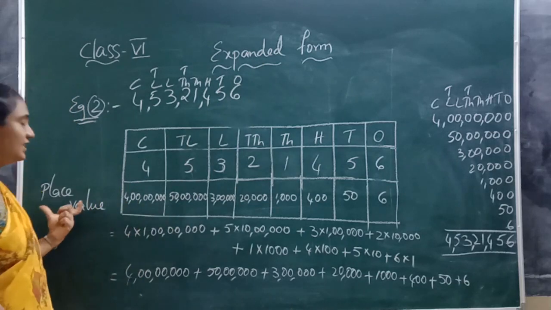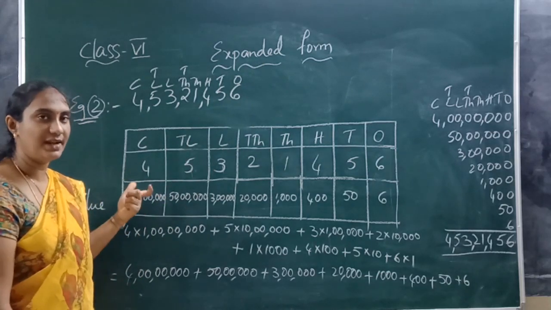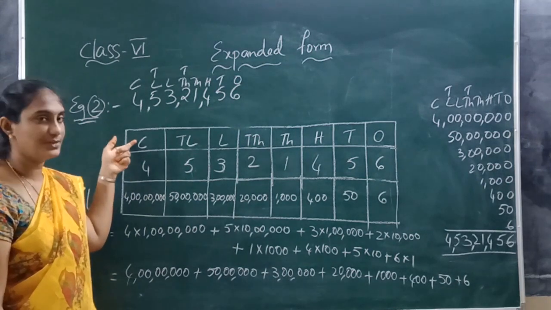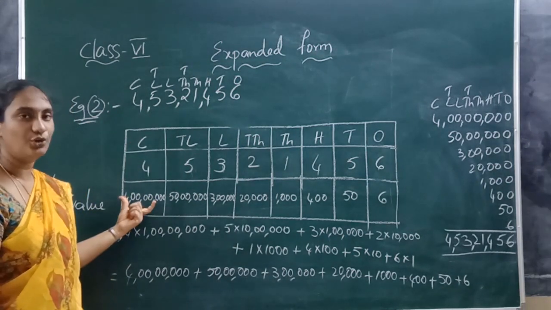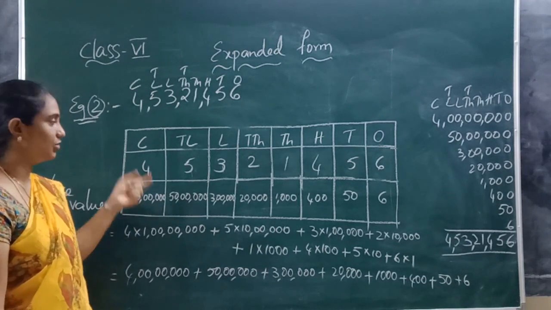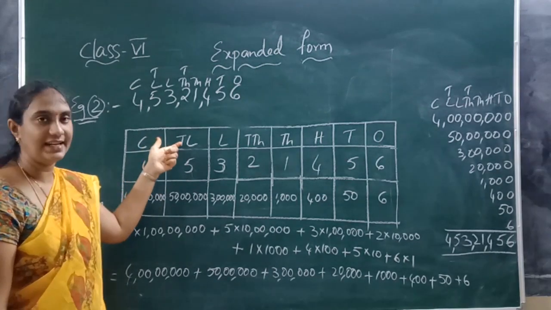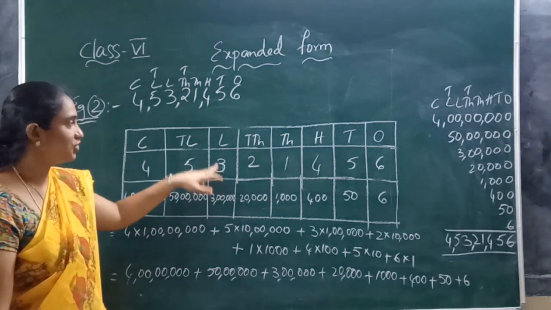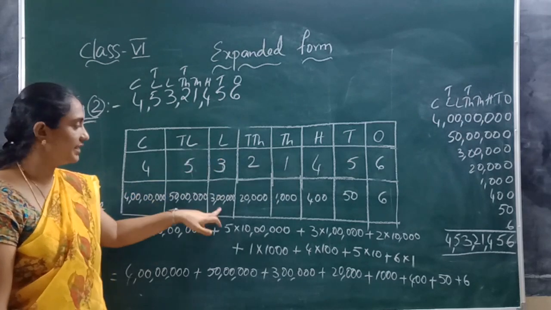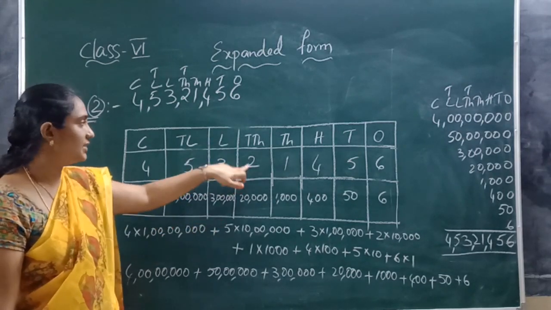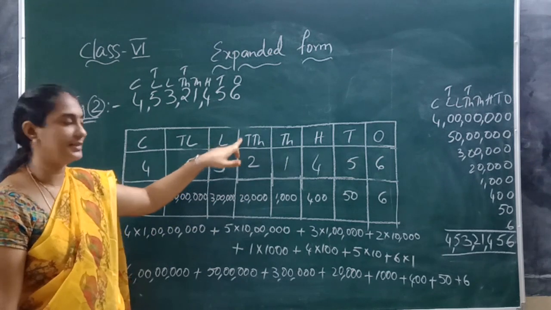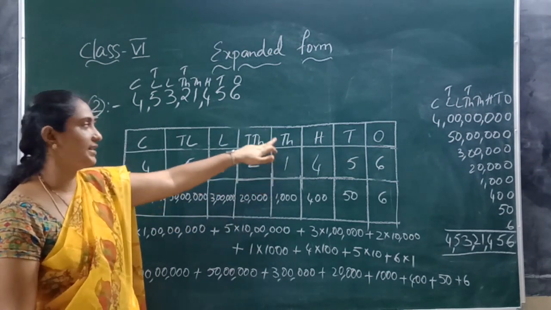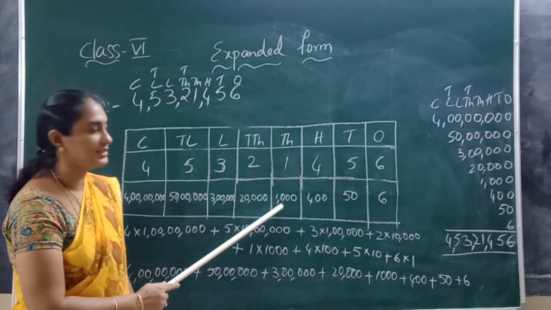Now let us see the place value. 4 is in which place? Crores place. So the number is 4 crores. 5 is in which place? 10 lakhs place. So the number is 50 lakhs. 3 is in which place? Lakhs place. So the number is 3 lakhs. 2 is in which place? 10,000 place. So the number is 20,000. 1 is in which place? 1,000 place. So the number is 1,000.